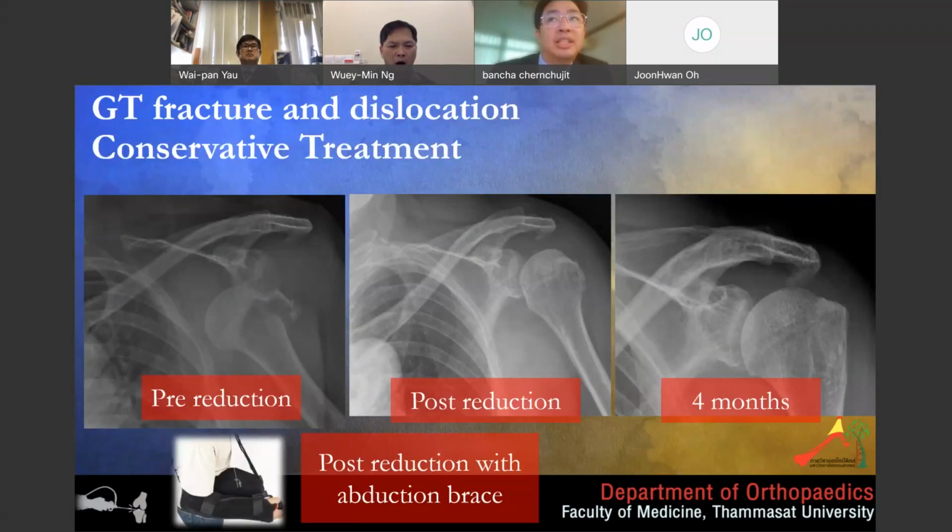So this is an example of one patient who has a fracture dislocation of GT. After the reduction, I put her in the abduction brace and treat conservatively. I think it's important to put the patient in abduction, external rotation, and exercise the deltoid. Otherwise, the fracture will be displaced posterosuperior. So that's why we need to put the patient in abduction, external rotation.